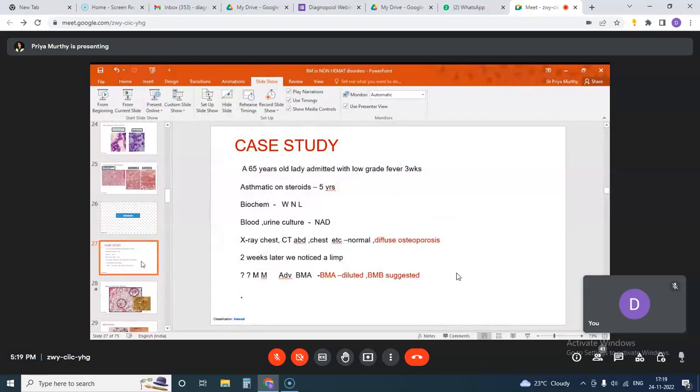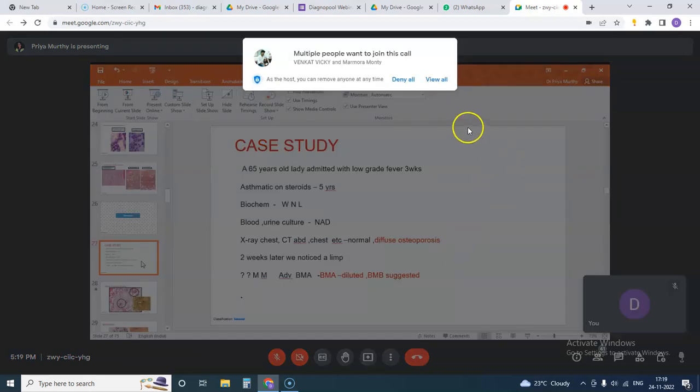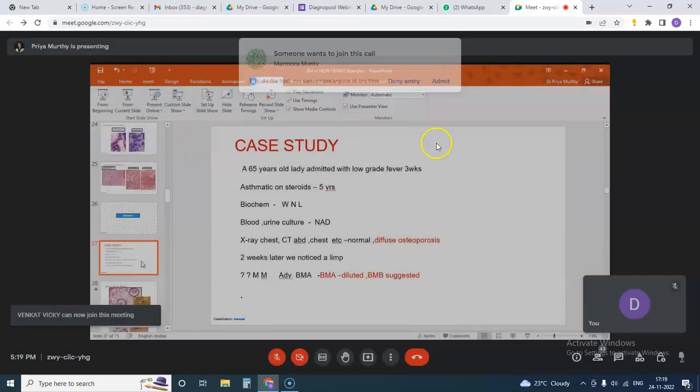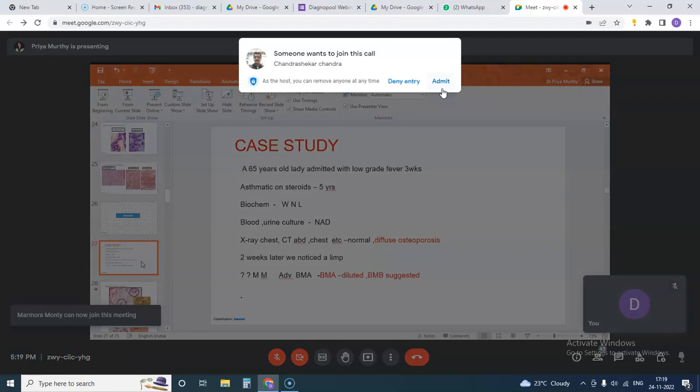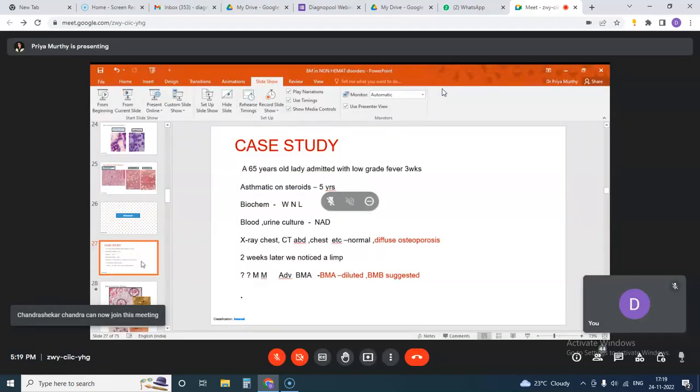This was a 65-year-old lady. She was admitted with low-grade fever for about 3 weeks. She was an asthmatic on steroids for 5 years. Her biochemical parameters were all within normal limits. Blood and urine culture were also normal. X-ray chest, everything was normal, except that she showed some diffuse osteoporotic changes. But 2 weeks after that, we found that she was having a limp. And being an elderly lady with fever and diffuse osteoporosis, we thought of myeloma, multiple myeloma.